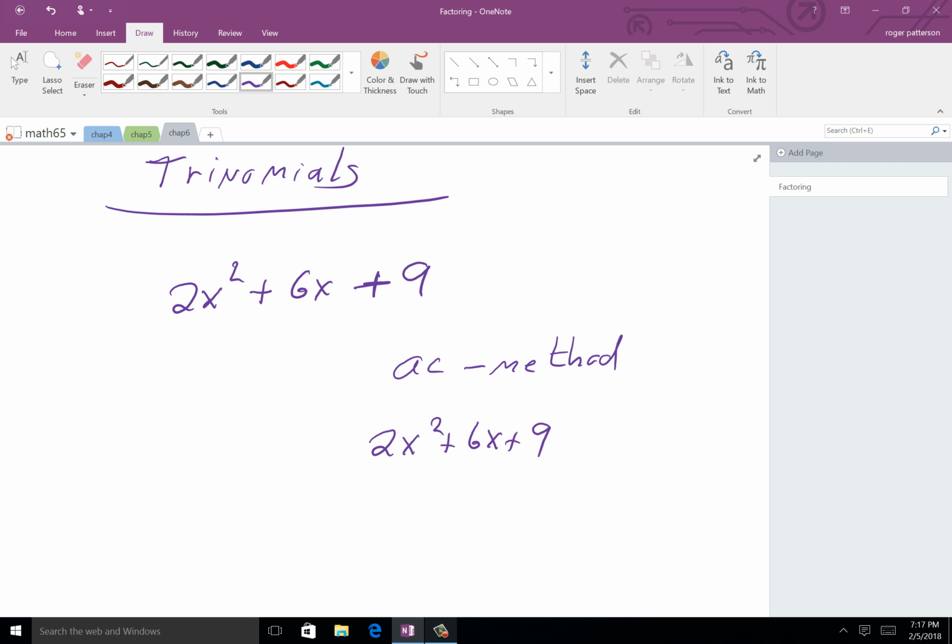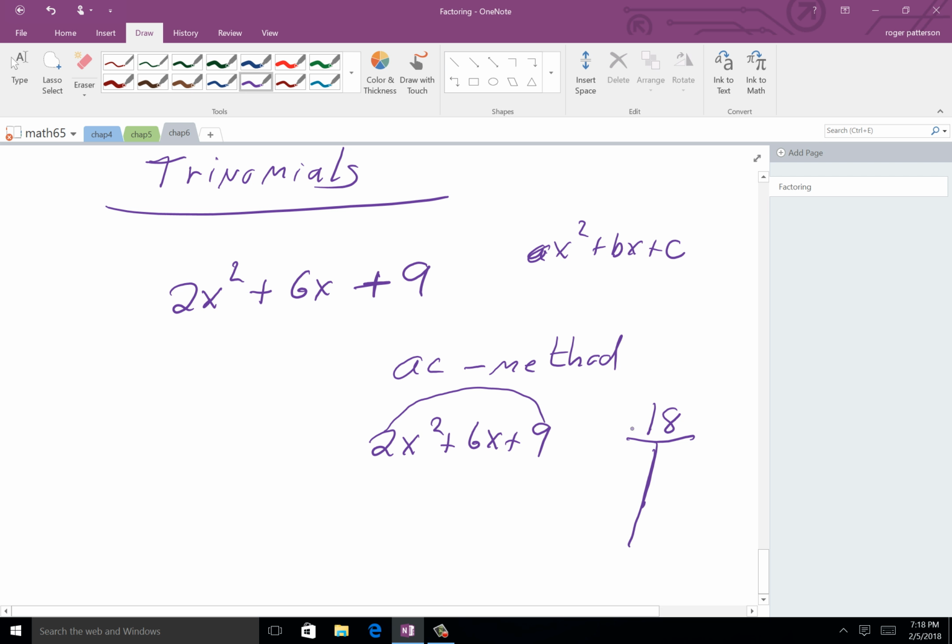And the reason why it's called the AC method is because all trinomials are written in this form, where this is an A, this is a B, and this is a C. A, B, C. So they call it the AC method because you're going to multiply the A and the C. All right? So that's the technique that we're going to use. So I'm going to multiply that, and I'm going to get 18.